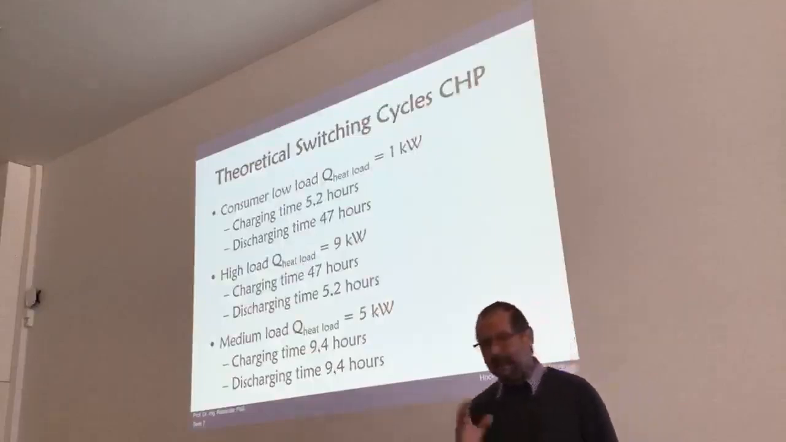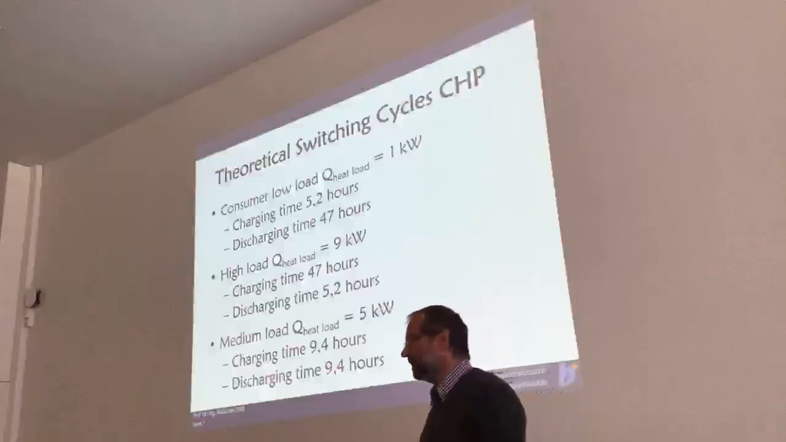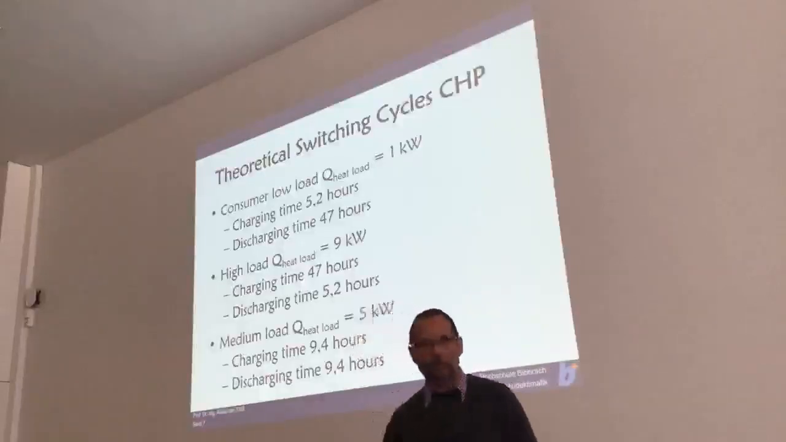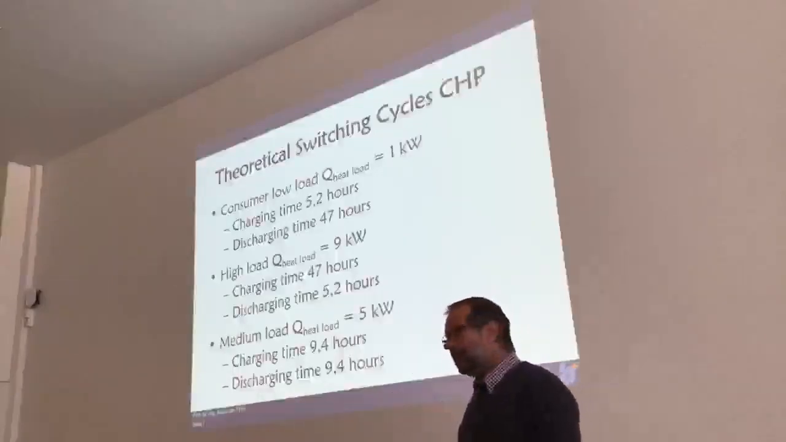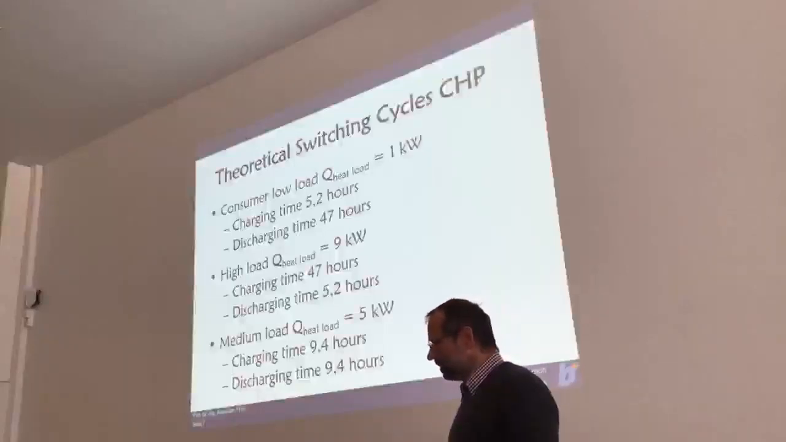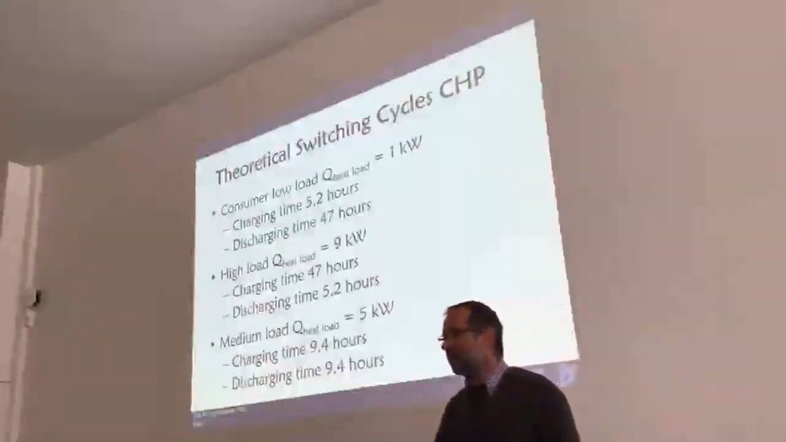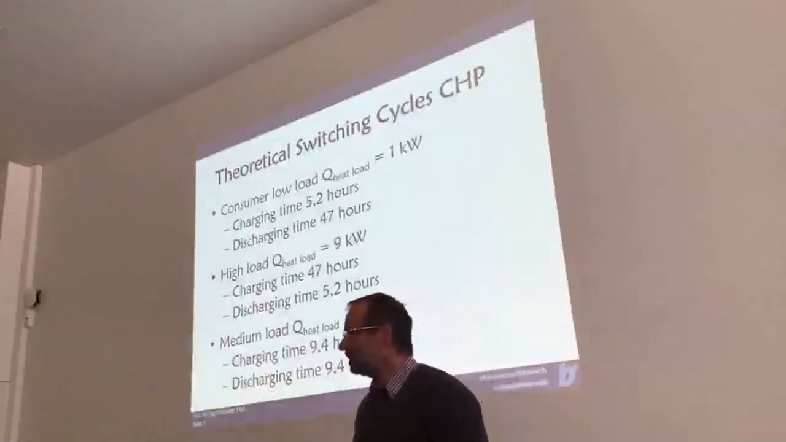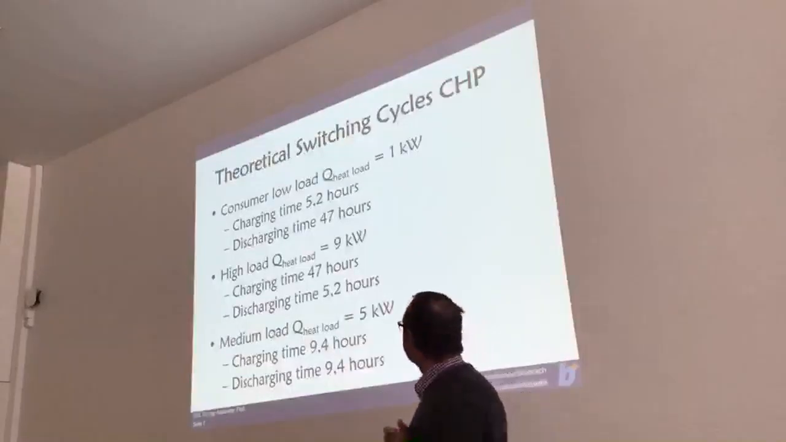As I told, the CHP had a heating power output of 10 kilowatt, and the maximum heat load of the building was 10 kilowatt too. So under very cold winter conditions, the CHP was running all the time long. But under most conditions, the heat load of the building was much lower than 10 kilowatt, so the system has to be switched on and off. And the question now was, how often will the CHP switch on and off? And we have different heat load conditions.